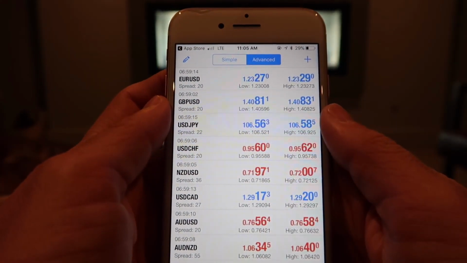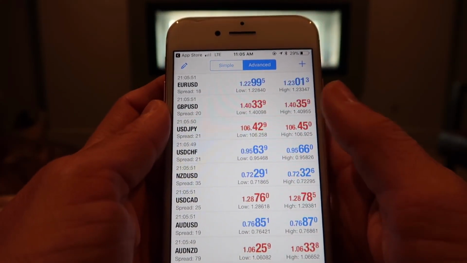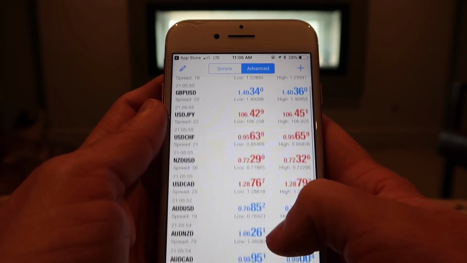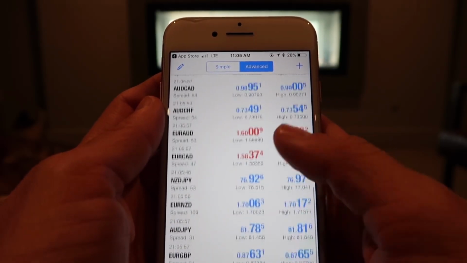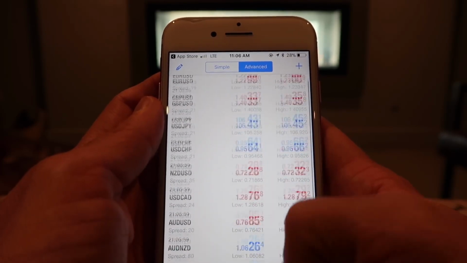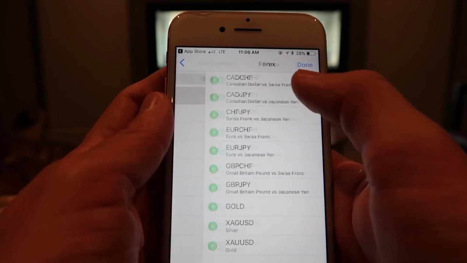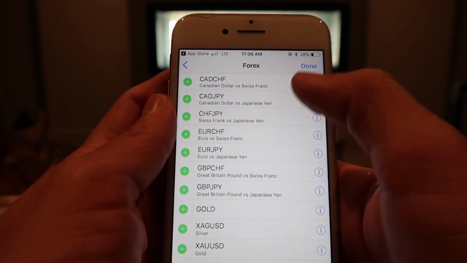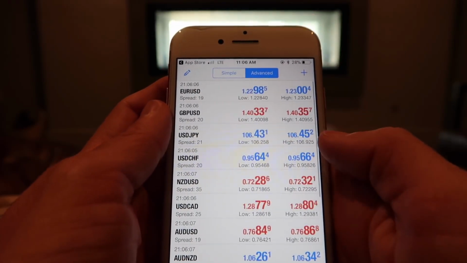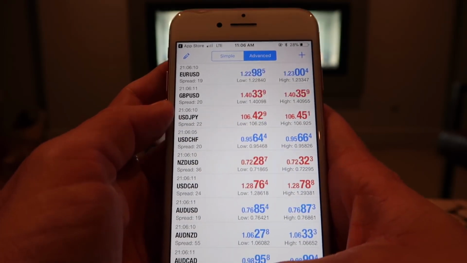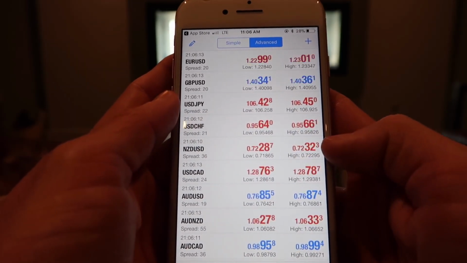When you first open the app, this is what pops up. We have all of our currency pairs. If you're ever trading and there's not a currency pair that you're looking for up here, you can go right here to the plus sign, click on Forex, and you can add it. Some currency pairs might not be there. It's all dependent upon your broker, but that doesn't really matter, guys. Most currency pairs are going to be on here.